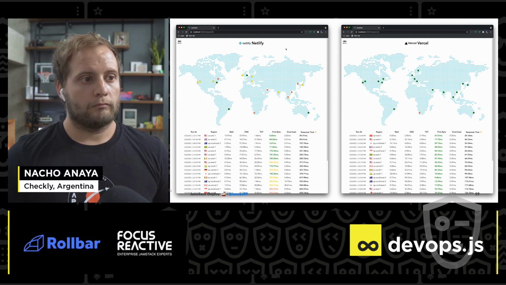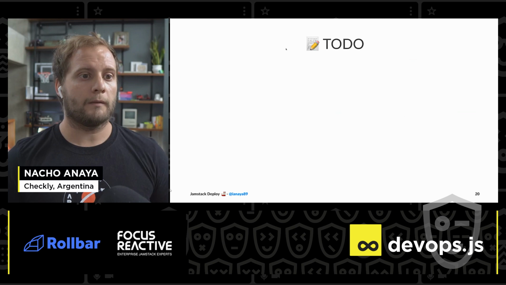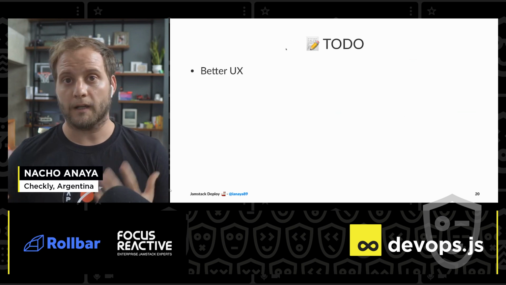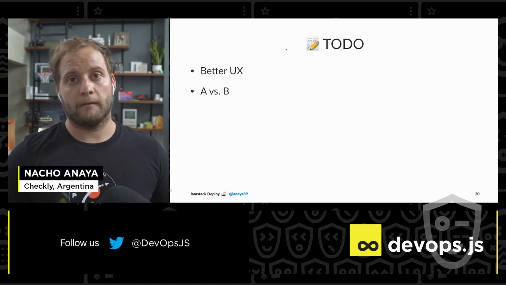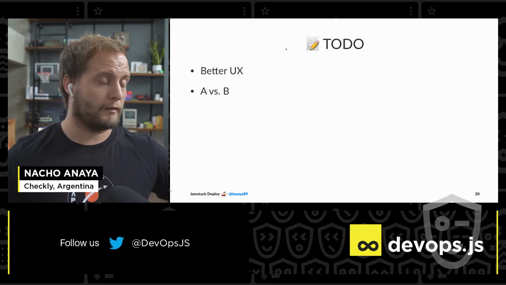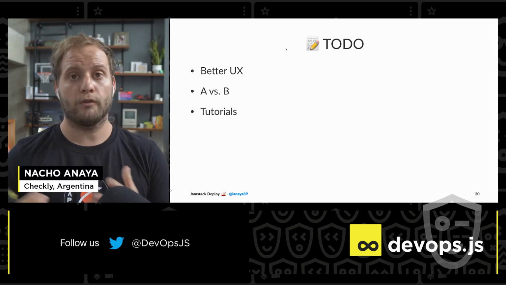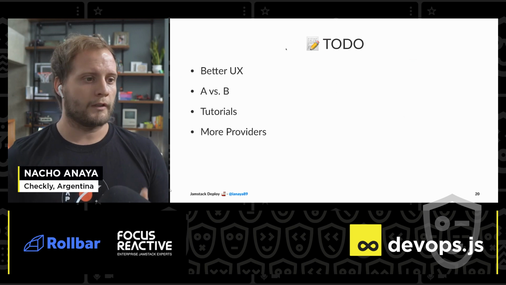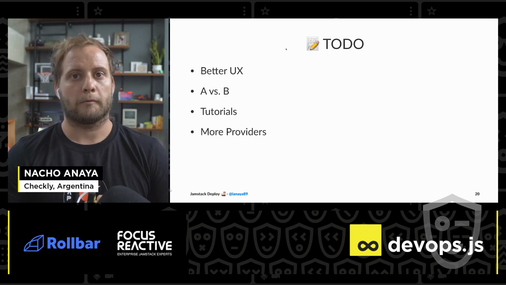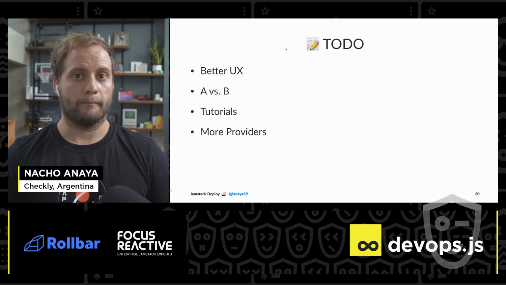So you can go to JAMstackDeploy.com and start checking them. And of course, PRs are welcome. My to-do list is trying to bring a better UX for A versus B, like Netlify versus Vercel, or Netlify versus Render, or whatever. And more tutorials where I can show you how to use them and which are the main features of those providers. And of course, more providers: AWS, Cloudflare, Microsoft Azure, and so on.